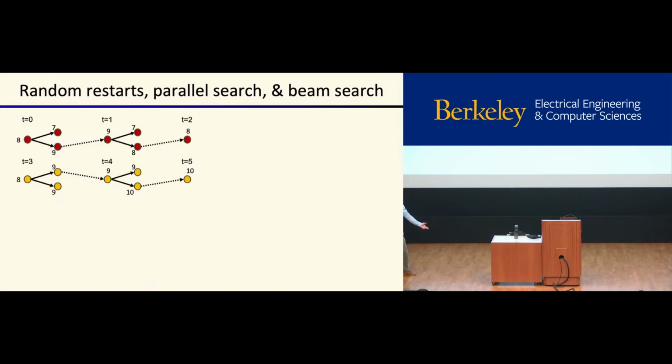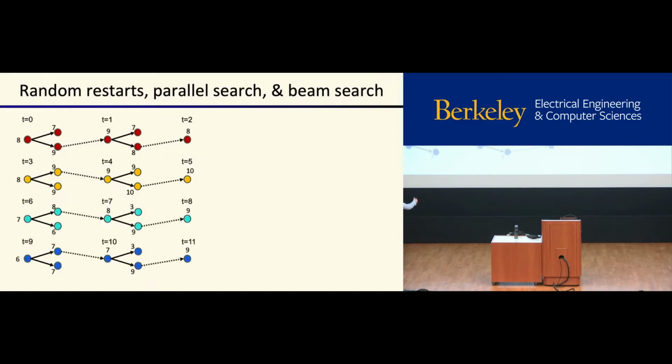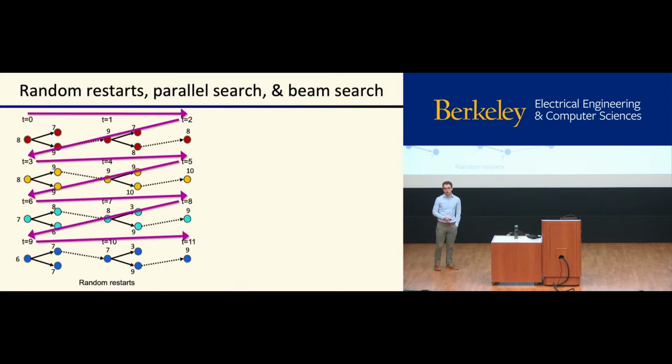Maybe we should just throw more random restarts at it. So we could do this again. We could do it a third time. And notice that the time steps are going 0, 1, 2, 3, 4, 5, 6, 7, 8, so the search progresses along this route, one after the other, serially, from our first search to our last search. So this is the idea of random restarts.